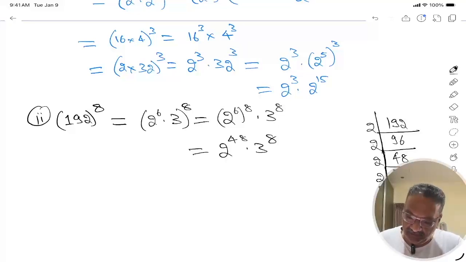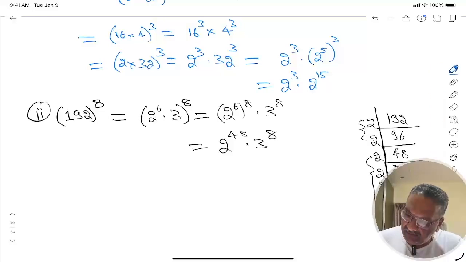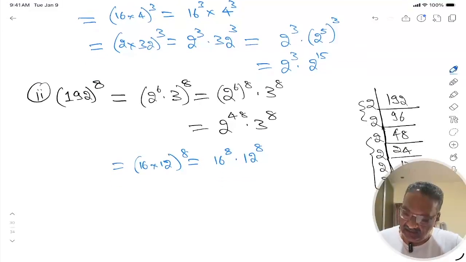This is one way of writing. What else we can write? Can we take this as 2 2s are 4 into 16, 3 16s are 48, 48 into 4. So we can write this another way as 192 can be written as 2 to the 4, 4 4s are 16, 16 into 12, (16 into 12) to the power of 8 is equal to 16 power 8 into 12 power 8. Many ways you can write. You can have different answers for this.